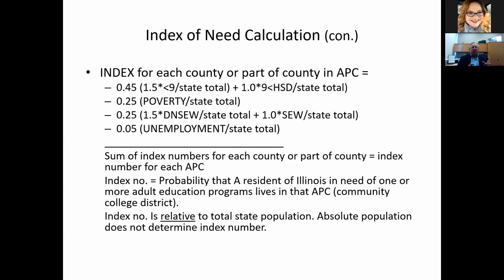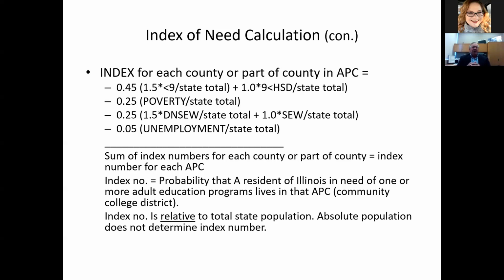The weight for education, that is the sum of those with less than 9 weighted by 1.5, plus 9 to less than high school diploma weighted by 1, is 0.45. Poverty, 0.25. ESL, again, 1.5 times does not speak English well, plus 1.0 speaks English well. To get the number used to calculate the index, we weight that number by 0.25, and then we weight unemployment by 0.05. The one thing that I want to stress is that all county and part of county numbers are relative to the state total for that particular category. So we then sum up the index numbers for each county or part of county in a community college district, and that gives us the index number.